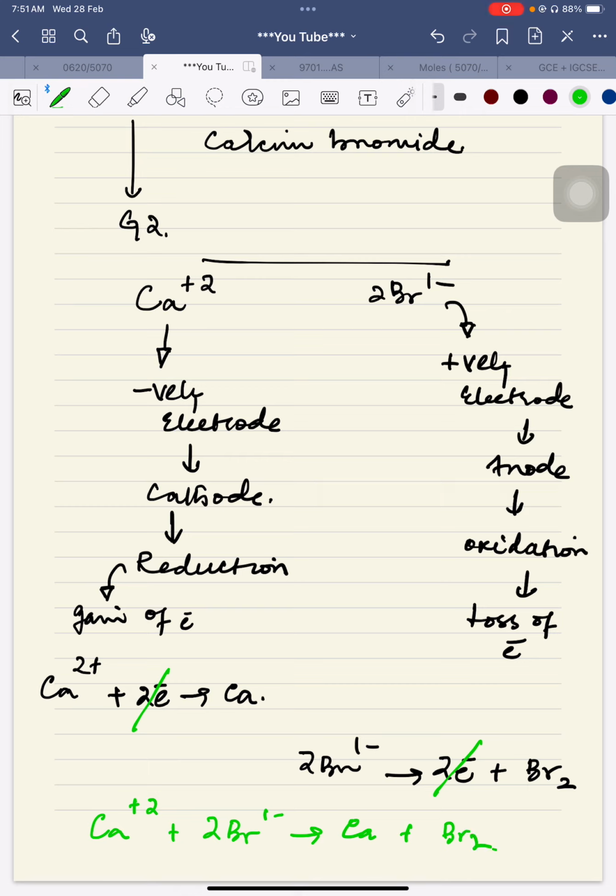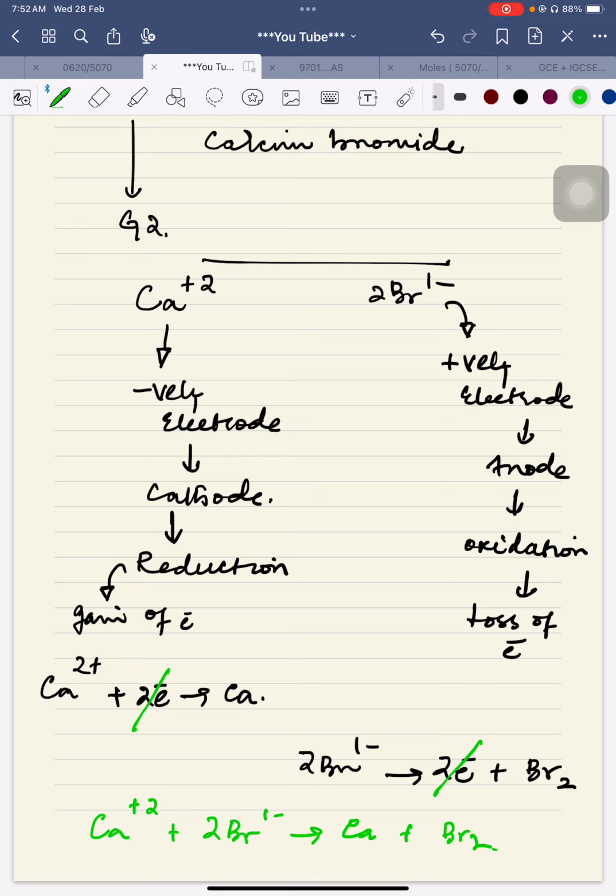What will be the observation in this case? Red brown colored gas, red brown colored fumes will be observed at the anodic part, whereas a silver gray color metal will be deposited at the cathode. So these are the observations regarding the electrolysis of these molten compounds.